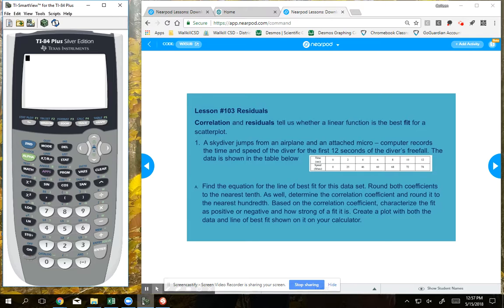Okay, so you're going to go to Stat, Edit, clear whatever is in your L1 and L2, and enter the new data.